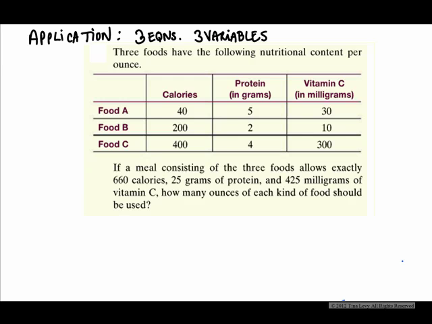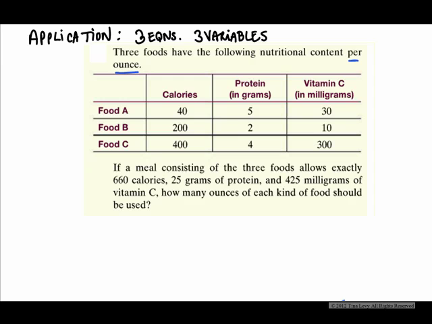We're going to do an application. This one, we have 3 foods with different information about them. And the foods, it's the nutritional content, and the really important piece here is per ounce. Food A, B, and C, we have the calories per ounce, protein in grams per ounce, and vitamin C.